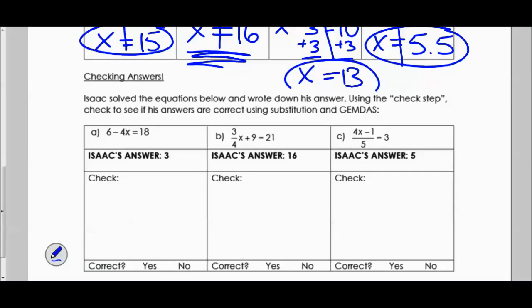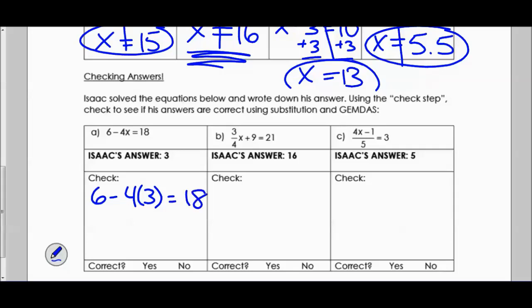I'm going to keep going into that idea of checking your answers. There's no reason really to get these wrong because you can always just go back and see if it actually makes sense. So here we're checking to see if Isaac's answers are right. Isaac got 3 for the first one. So we're going to substitute that number in and follow order of operations. 6 minus 4 times 3 equals 18. We want to see if that's a true equation.